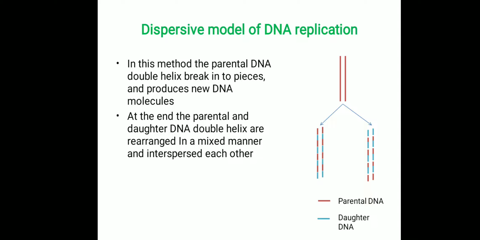And the third model, the less popular model, is the dispersive model of DNA replication. In this method, the parental DNA double helix breaks into pieces and produces new DNA molecules. At the end, the parental and daughter DNA double helices are rearranged in a mixed manner and interspersed with each other. So the parental DNA breaks into different pieces, new DNA is synthesized, and they are randomly interspersed and join each other and form a hybrid kind of complex.